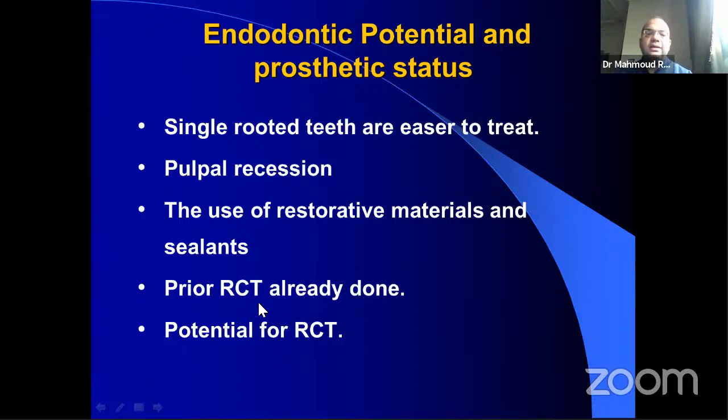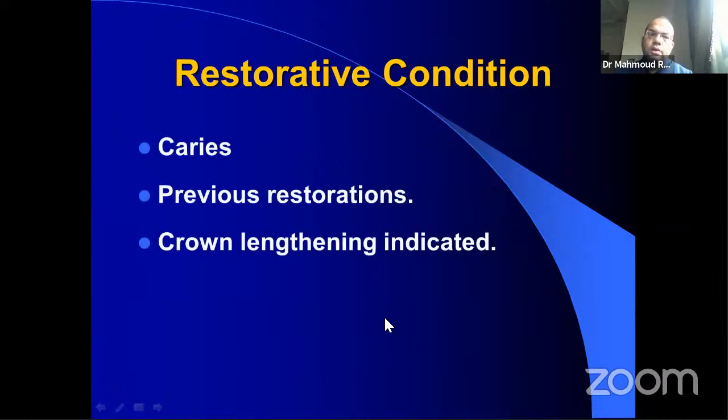Root canal treatment already done must be examined well to see if the endodontic treatment is done well, or we need to do an endodontic retreatment to make it a good candidate as an overdenture abutment. Potential for root canal treatment is also important to select the abutment or not. Then restorative condition. We must examine every abutment tooth for caries and examine the previous restoration to see if it is good or needing repair or remake.